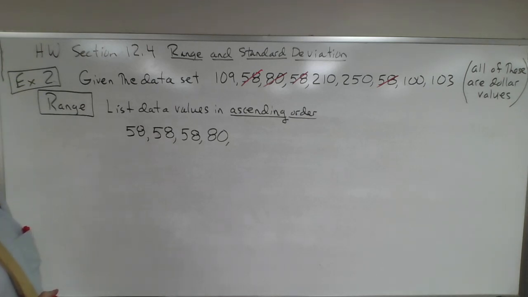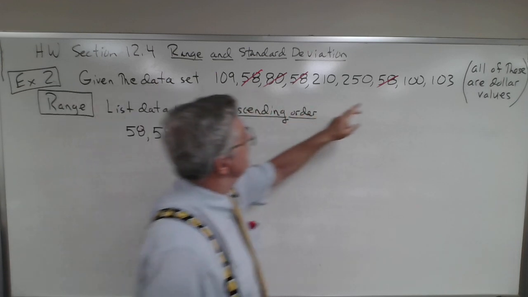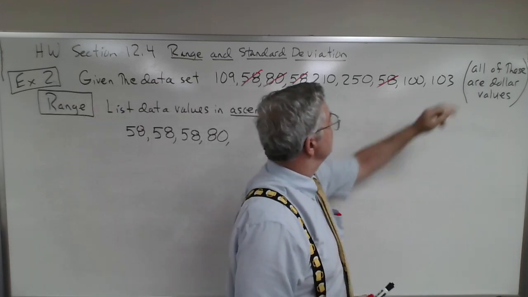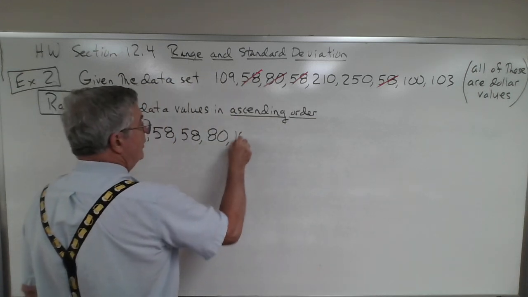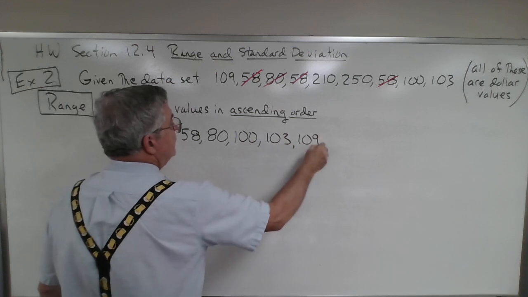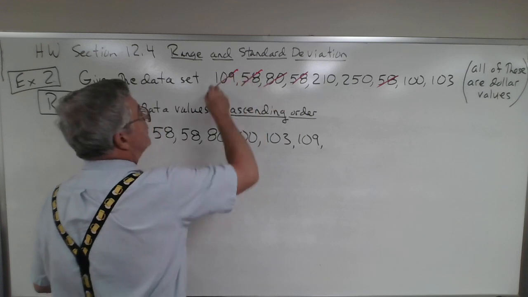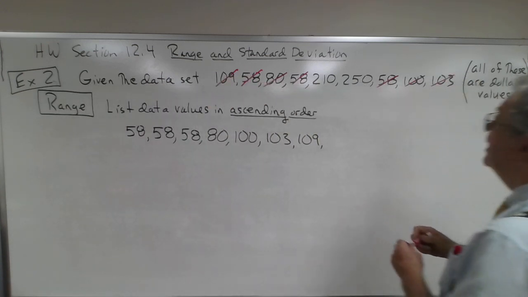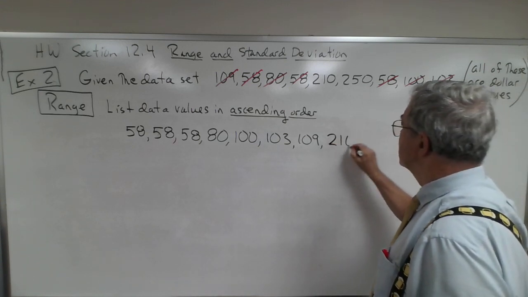And we have 1, 2, 3 values in the hundreds. 100, 103, 109. Okay. Let's cross those out. And I'm left with 210 and 250.